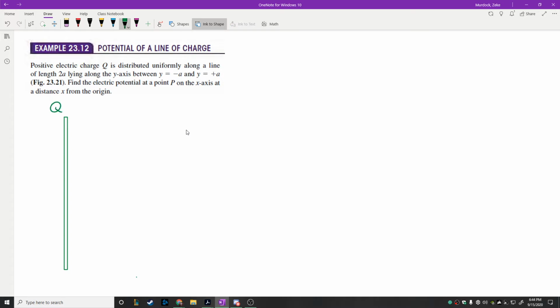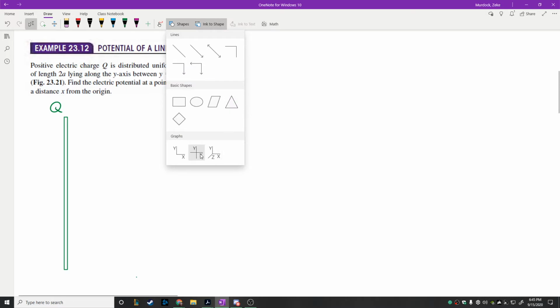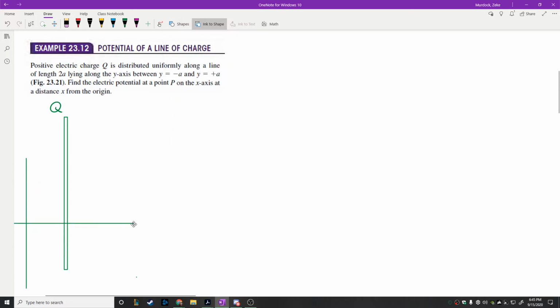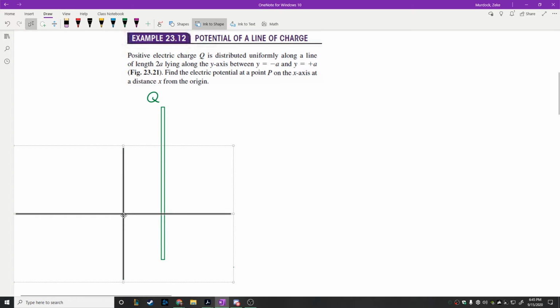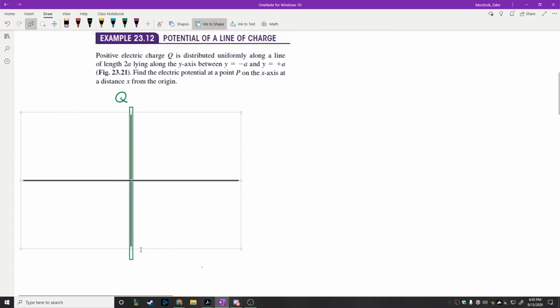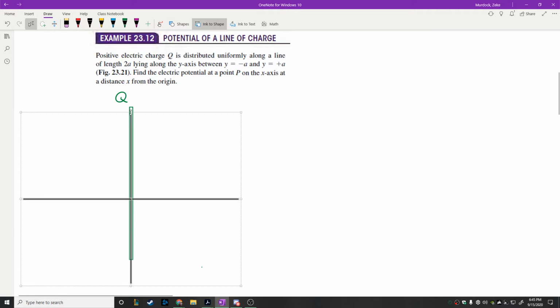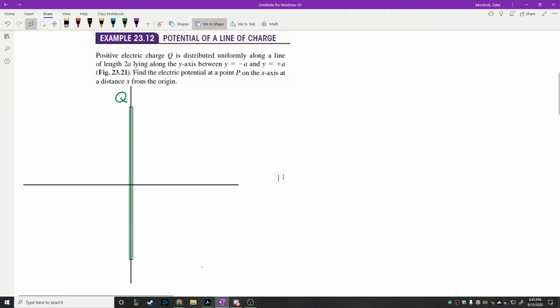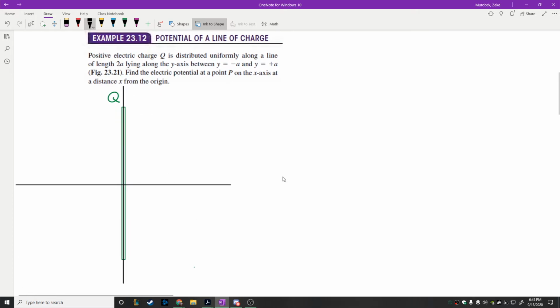It has a length 2a lying on the y-axis between y equal to negative a and y equal to positive a. So let's put an axis right here. Let's make it a different color. Let's line it up right here. So there's our axis. This is the x-axis right here. This is the positive y-axis going up this way. The coordinate right here would be positive a. The coordinate down here would be negative a. Those are the y coordinates.